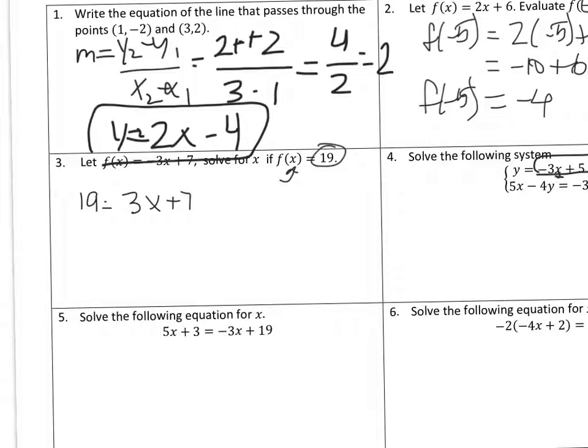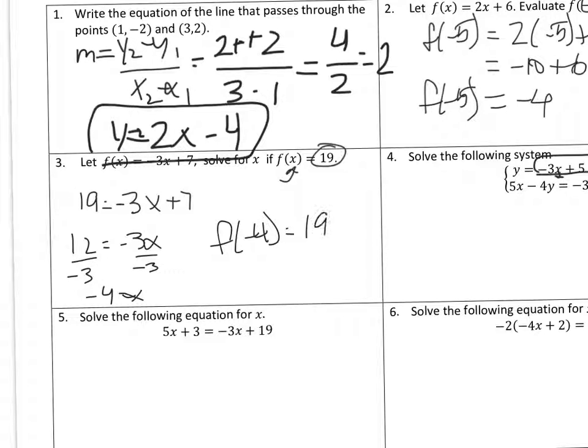Okay, so it's negative 3x plus 7. Now we have to solve for x. Subtract 7 from both sides, so I get 12 equals negative 3x. Divide both sides by negative 3. Get x by itself, and I get negative 4 equals x. If you want full credit, please give me that full notation. f of negative 4, the input we solved for, gives you an output of 19.